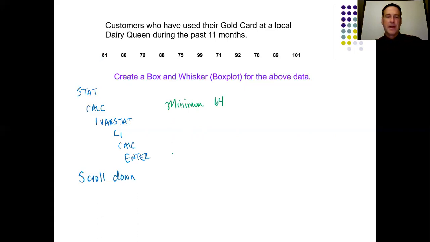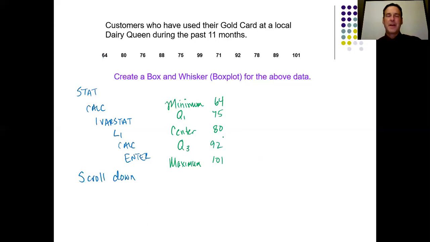And then the maximum is 101. Your center is 80. These are all numbers we've used in the past. And your Q1 is 75. And your Q3 is 92. All right, so these are important.